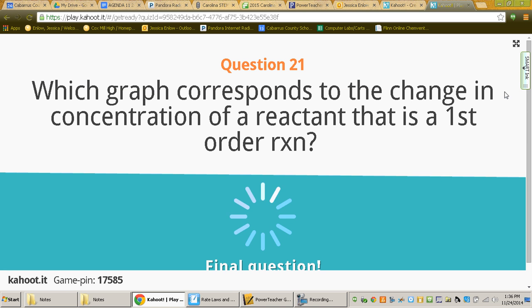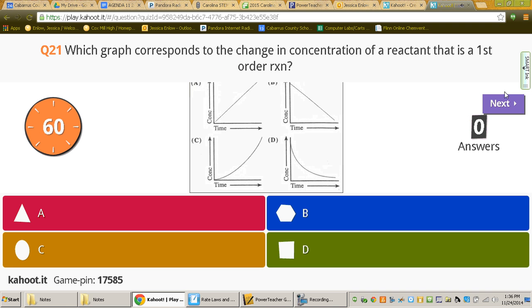Which graph corresponds to the change in concentration of a reactant that is first order?